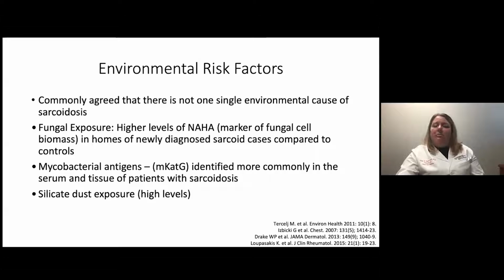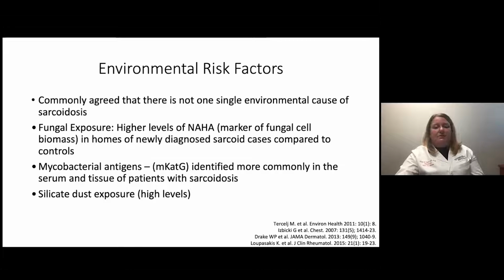When we think about environmental risk factors associated with sarcoidosis, there's not one single common cause, but there has been evidence that fungal exposure may be associated. There are higher levels of a fungal cell biomass marker in the homes of newly diagnosed cases of sarcoid, when people go in and vacuum their homes and do air sampling. Some patients with sarcoid have increased mycobacterial antigen markers in both the serum and tissue. And high levels of silicate dust exposure can also lead to sarcoidosis.